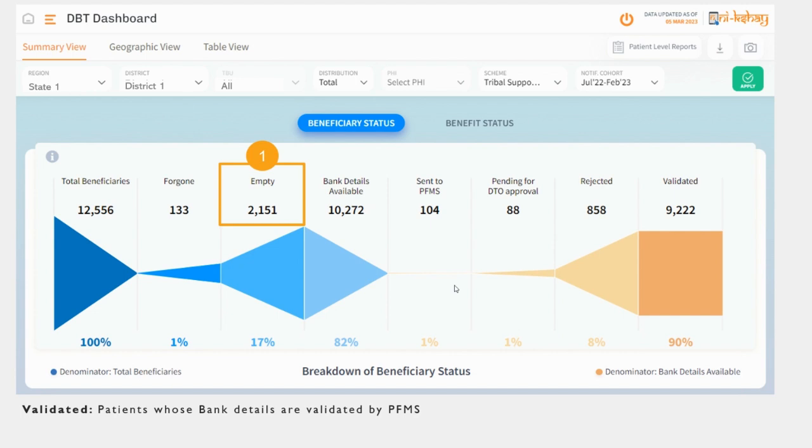Thus, the first action item identified is to update the bank details for these 2,151 patients. The second action item identified is to review and update the bank details of these 858 cases where the bank details are rejected by PFMS so that they can be sent again to PFMS for validation. The third action item is review and approval of these 88 cases by the DTU.